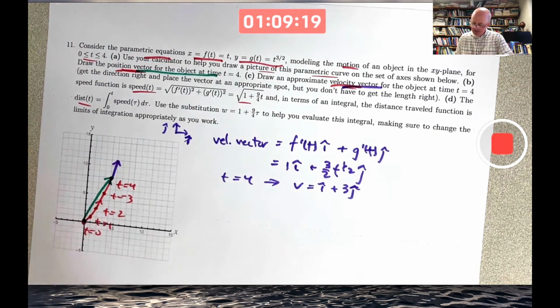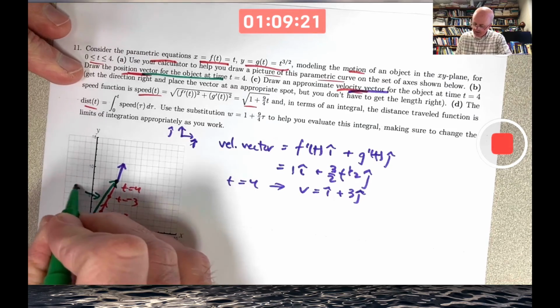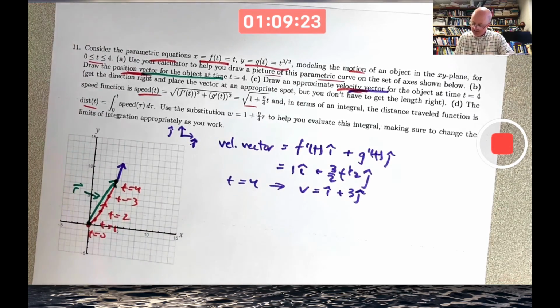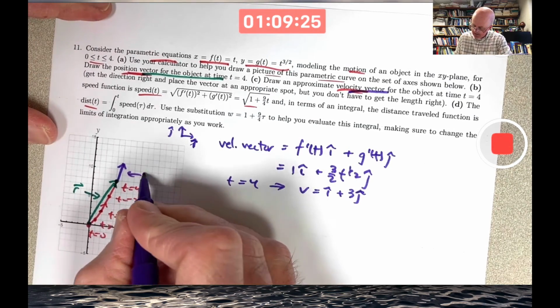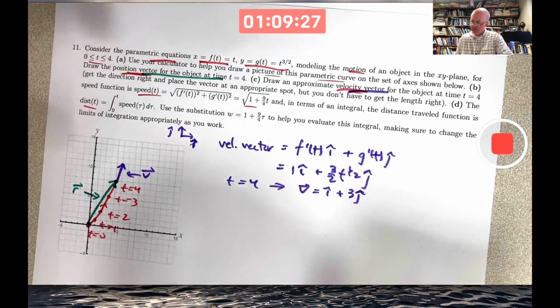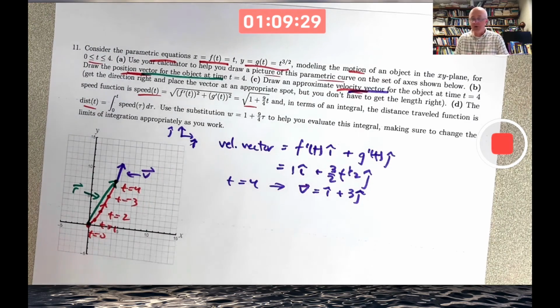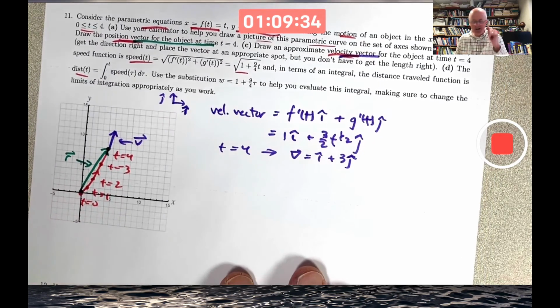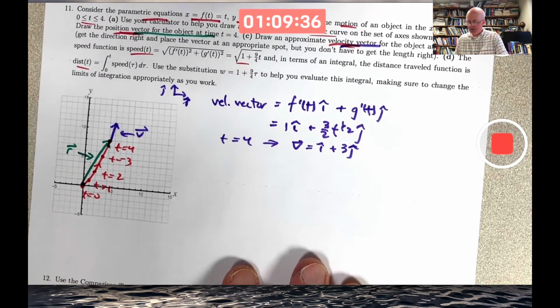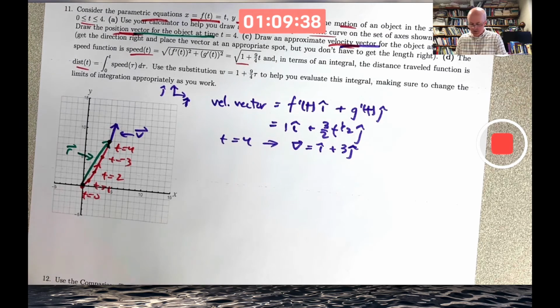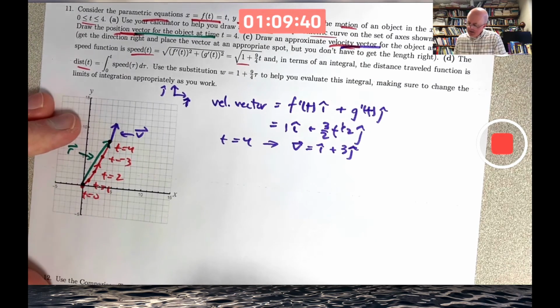So this green one's the position vector, often called r, and this purple one's the velocity vector, often called v, and little half arrows are often put above the vector. So just a little bit to know about vectors. I don't teach much beyond that in the Calculus 2 course. If you know some physics, you'll know more about vectors.